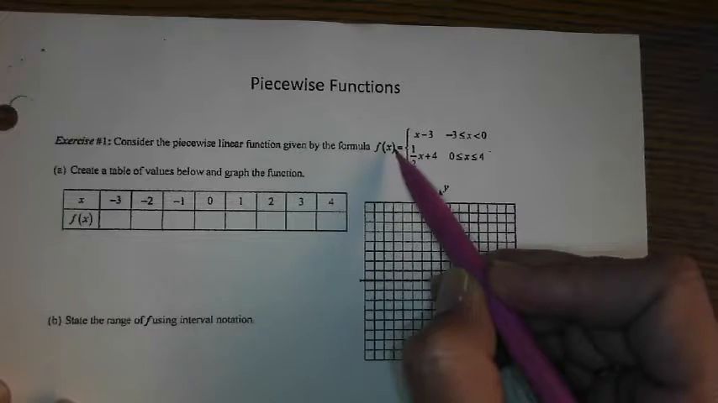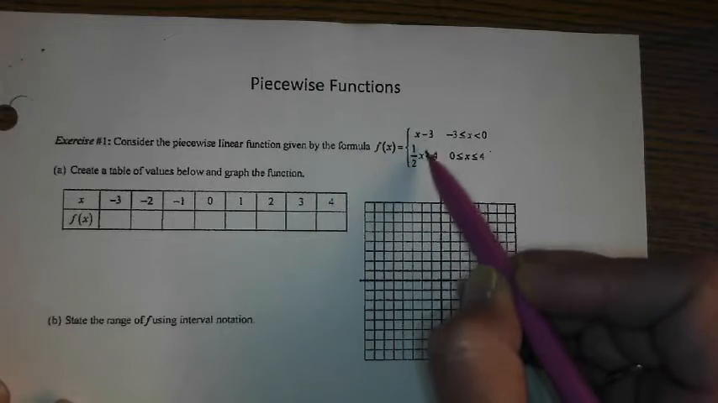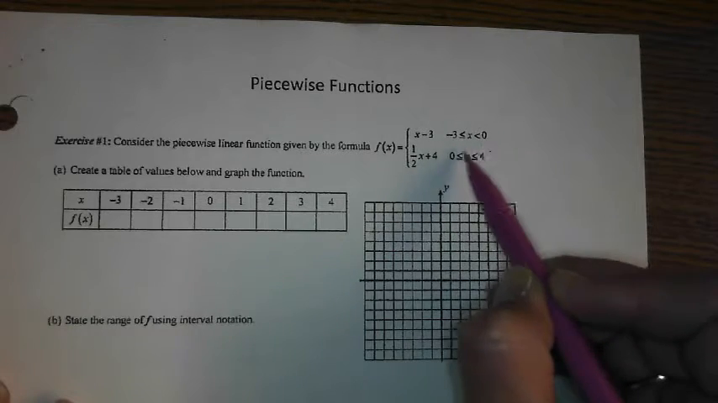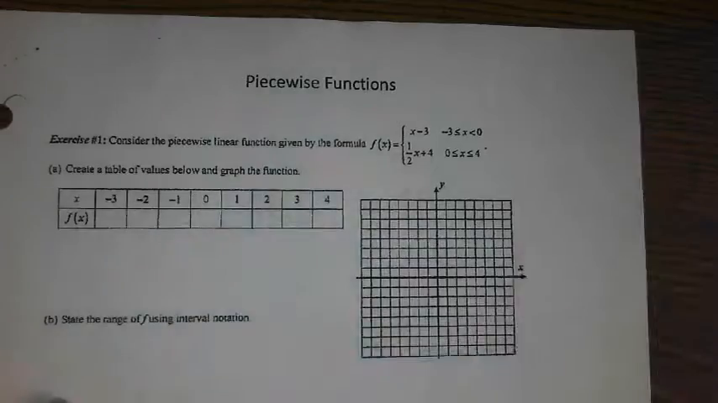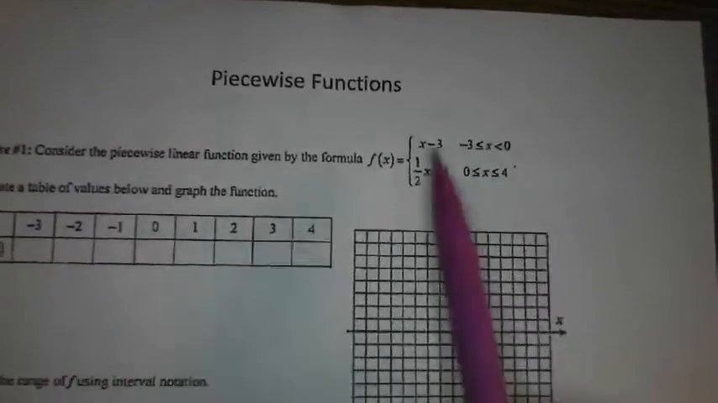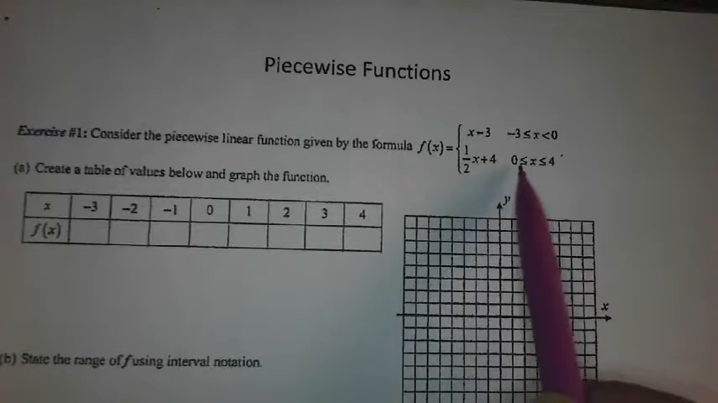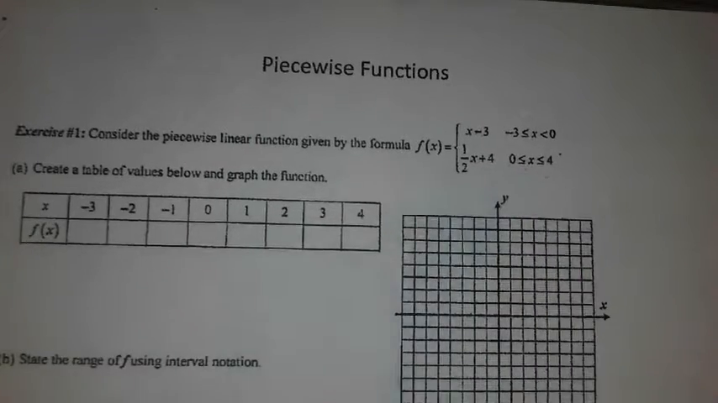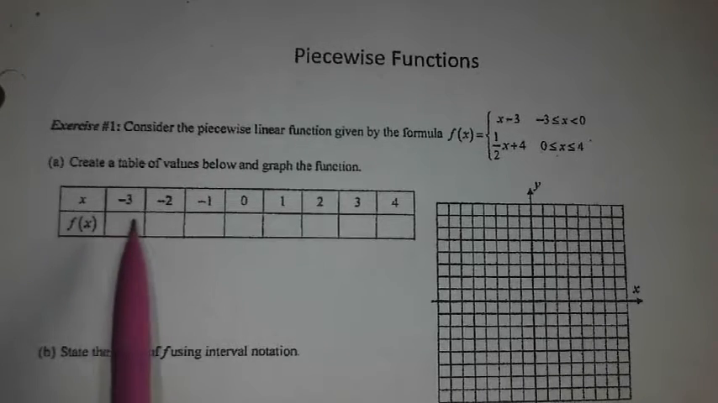It'll always say whatever equals, and it'll be bracketed with different kind of equations depending on where we are on the graph. So if your x's are between -3 and 0, we use this equation. If the x's are between 0 and 4, we use the second equation. So we're going to complete this table of values.